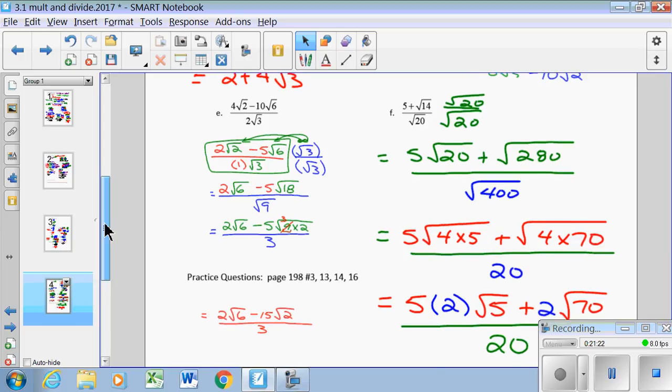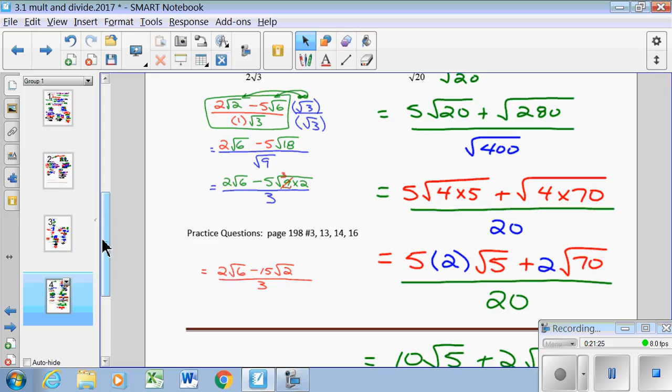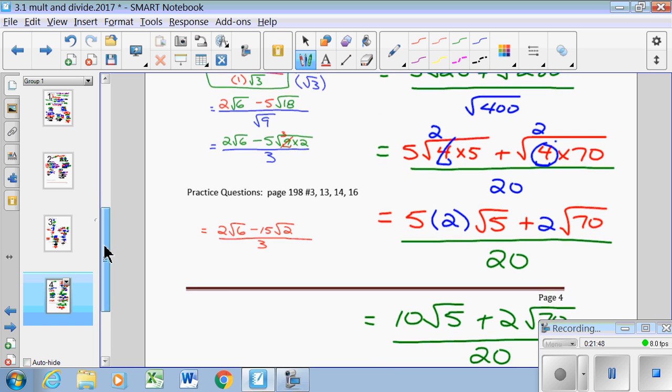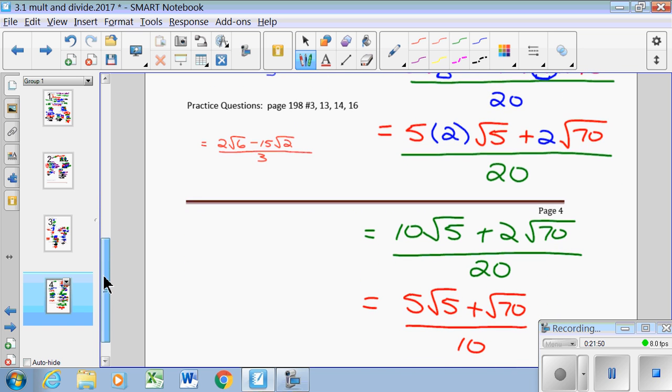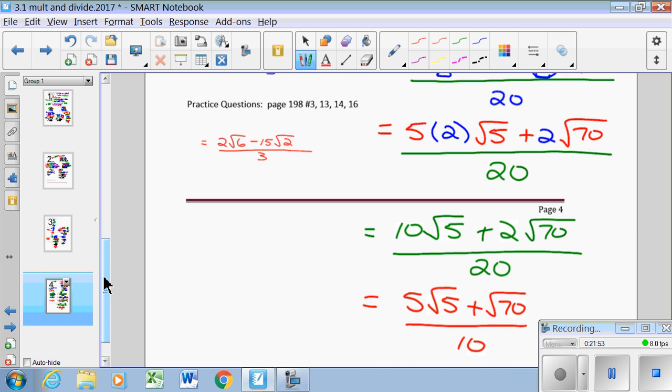Then I have to use my multiplying skills. 4 times 5 is 20. 4 is a square number. 4 times 70 is 280. 4 is the only square number in 280. What we look at again is we take the square root of 4, and that's 2. So that's why it's 5 times 2, and 2 times root 70. When I go to simplify this, 5 times 2 is 10, so I have 10 root 5. 10 root 5 plus 2 root 70.